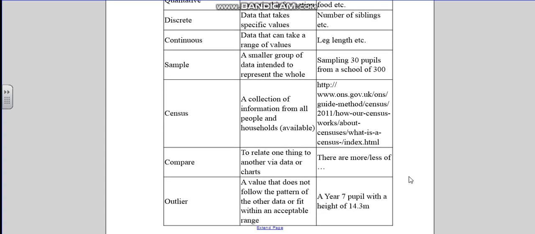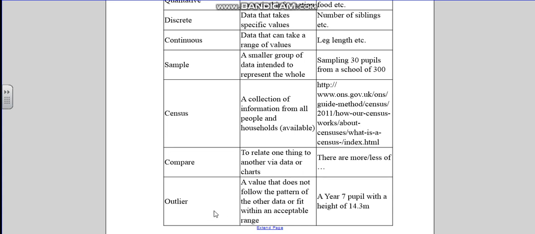So a couple of other words. Compare is when we relate one thing to another via data or chart. So you might compare averages, you might compare two pie charts, you might compare two bar charts and so on.